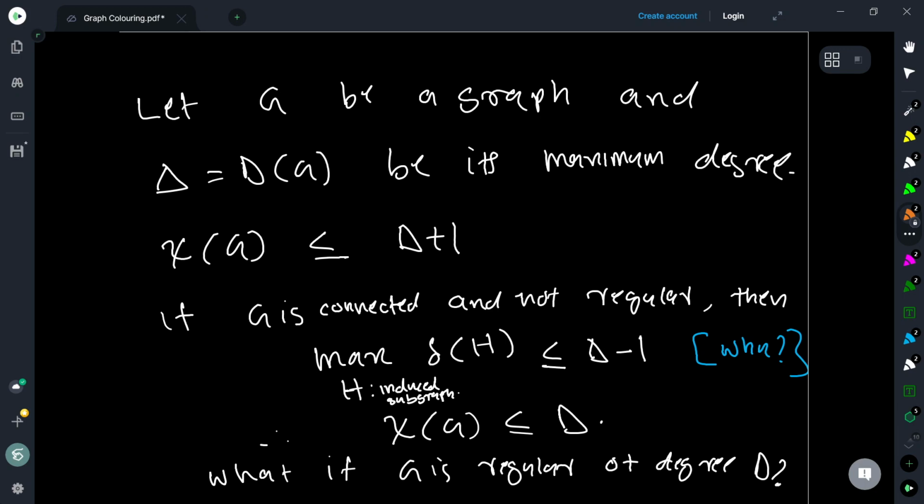And can somebody tell me why? So here the assumption that the graph is connected is very important. So any idea? Anyone has any suggestions? Nishank?